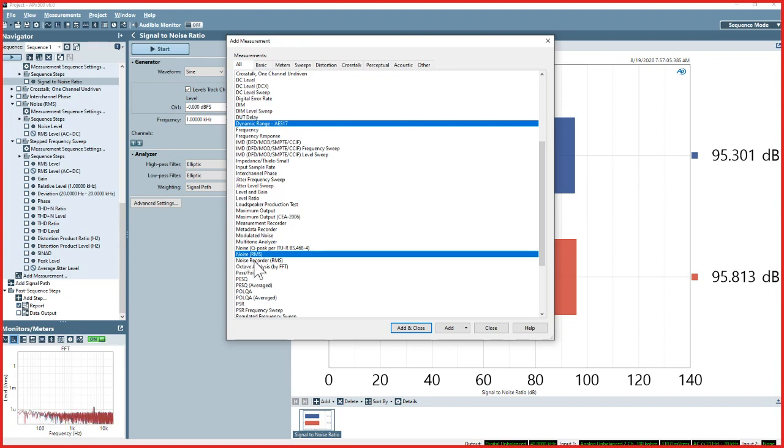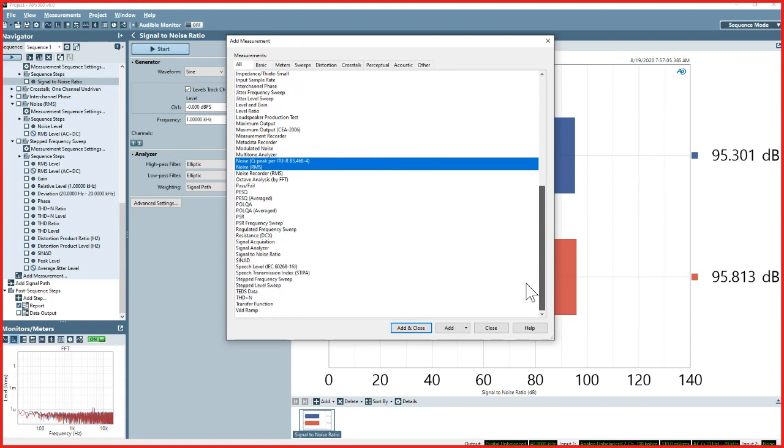Dan, I've got another question from an attendee. Okay. Are there any limitations of doing the same sequence in PDM, as in PDM generator and input, or PDM generator and analog input?